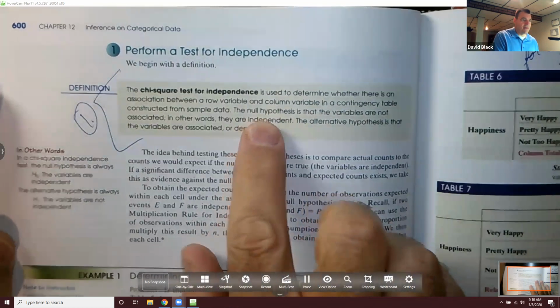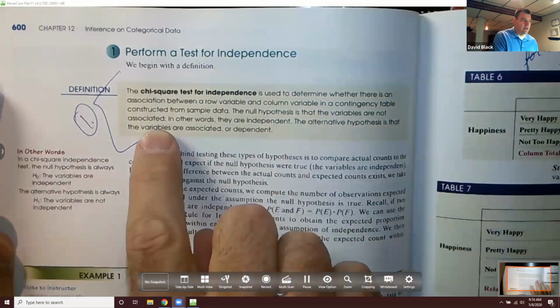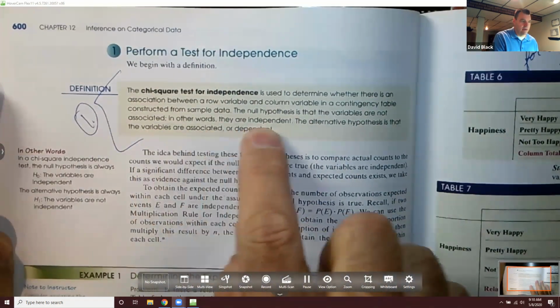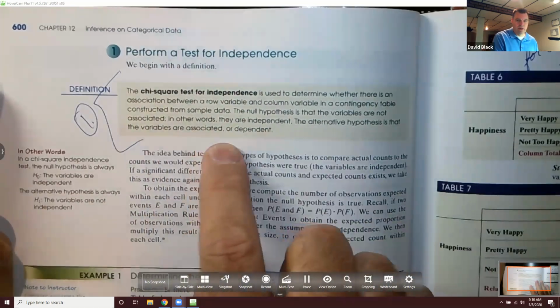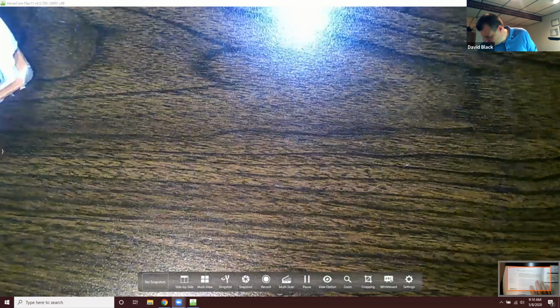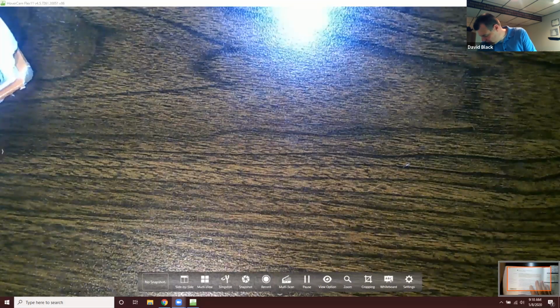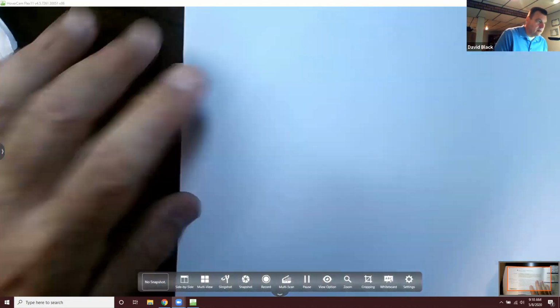The null hypothesis is that the variables are not associated. In other words, they're independent. The alternative hypothesis is that the variables are associated or dependent. Okay, now let's grab some paper here and talk through the actual test.